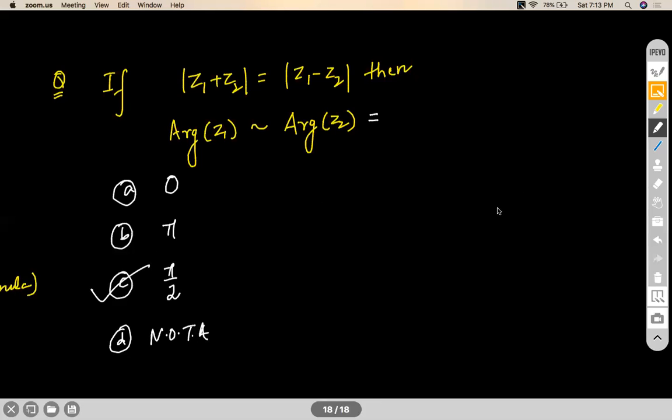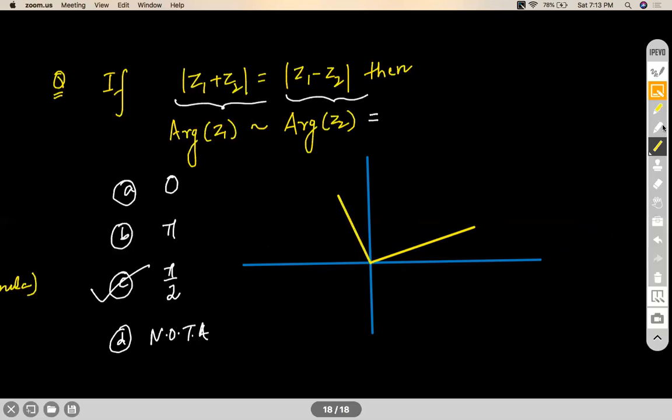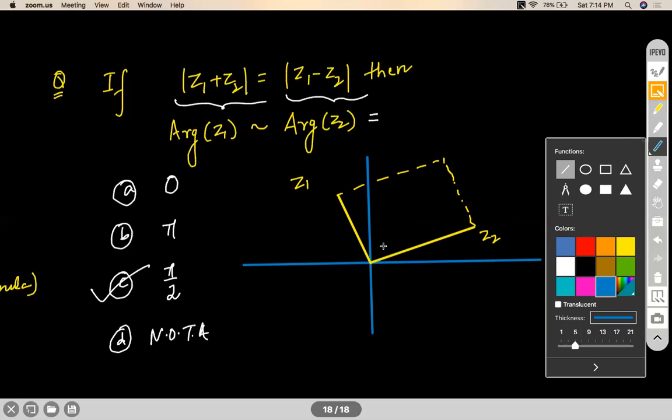See, guys, this can be done very easily if you understand the geometrical interpretation of the meaning of this and this. It means that there is a parallelogram whose diagonals are equal. Sorry, not a triangle, a parallelogram. So let's say this is my Z1, this is my Z2, and I make a parallelogram which happens to be a rectangle. Only under this situation can the diagonals be equal.